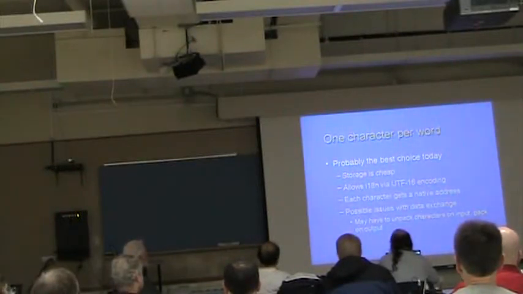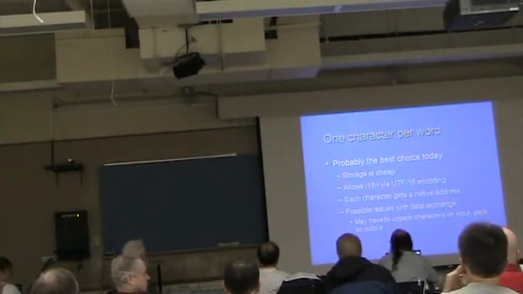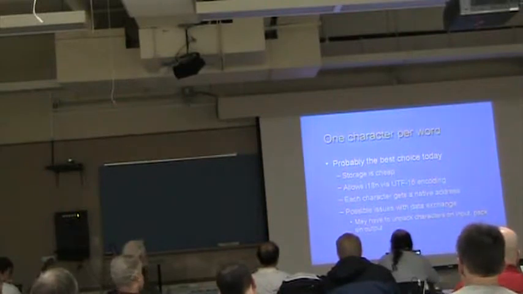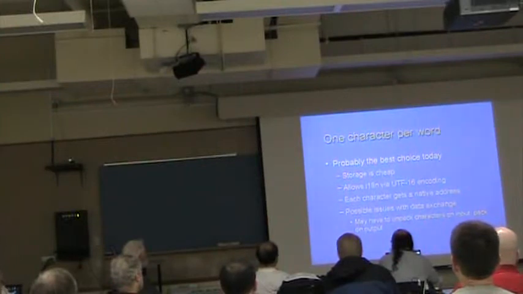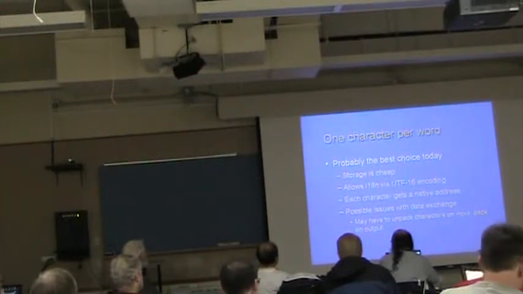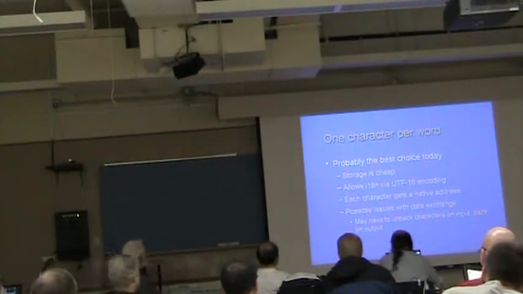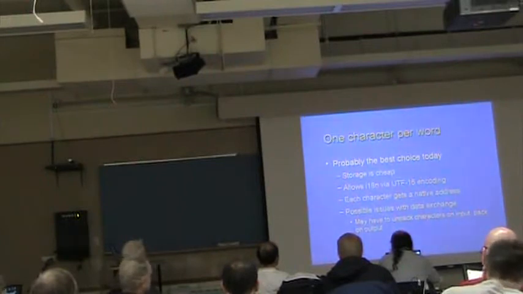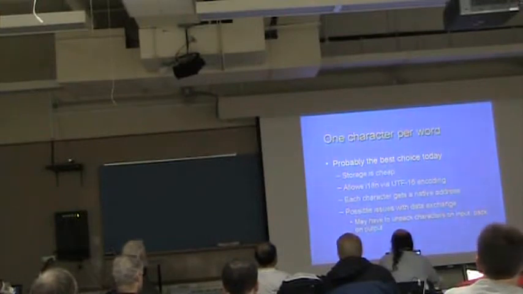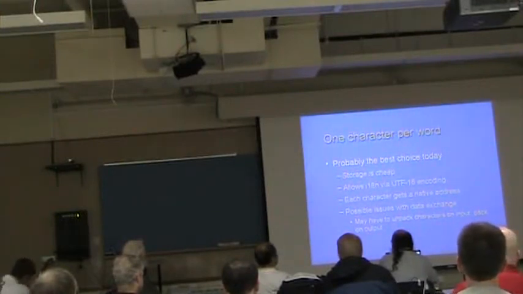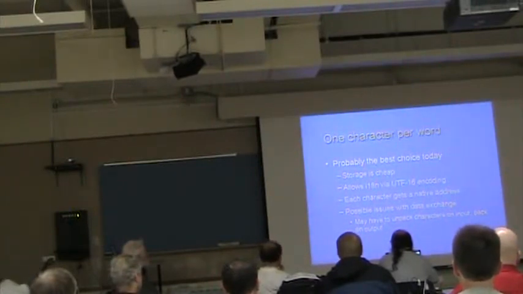One character per word is actually probably the best choice today because storage has gone down in cost per bit by much more than a factor of the 2 you would lose by unpacking the data. And it allows internationalization of word names because you can use things like UTF-16 Unicode characters. And the biggest advantage of having 1 character per word is you can give each character in the text its own unique machine address.